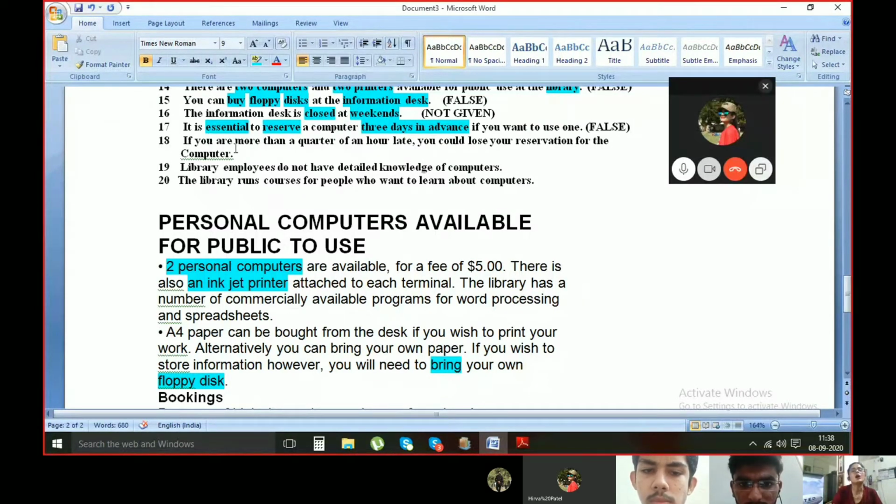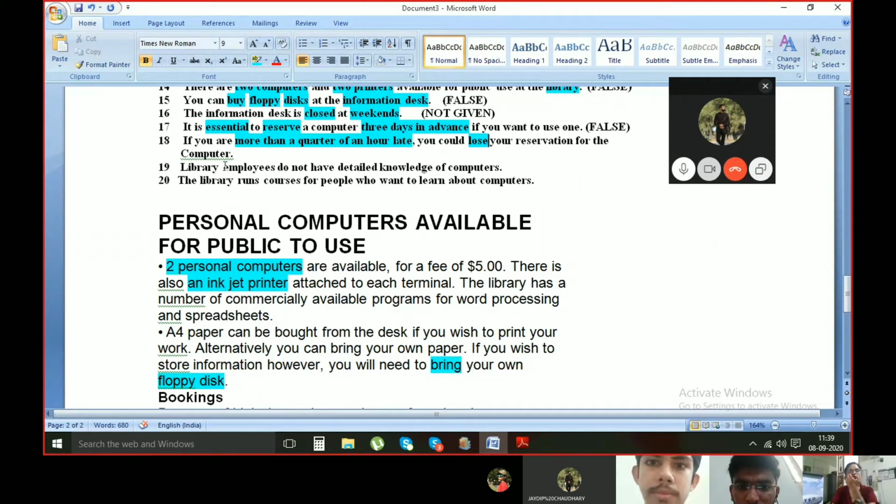Now, Jay, please help me mark the keywords in question number 18. If you are more than a quarter of an hour late, what shall I mark, Jay? More than a quarter of an hour late. Fully you need to mark because it's a number. Okay, marking what? Loss. You could lose your reservation for the computer. Means if you are late more than a quarter of an hour, then you will lose your reservation.